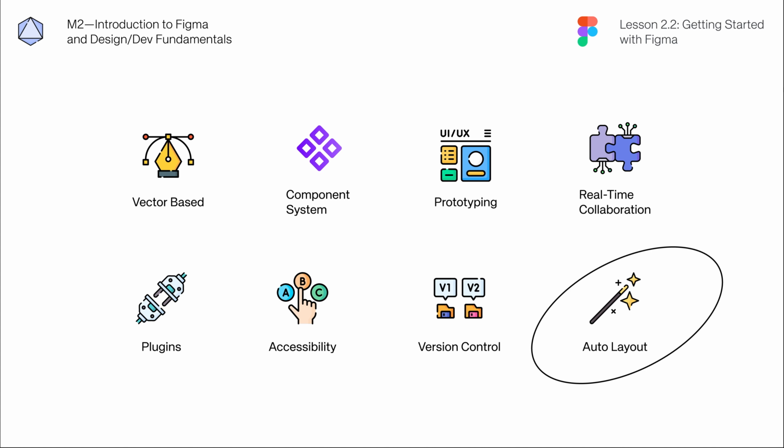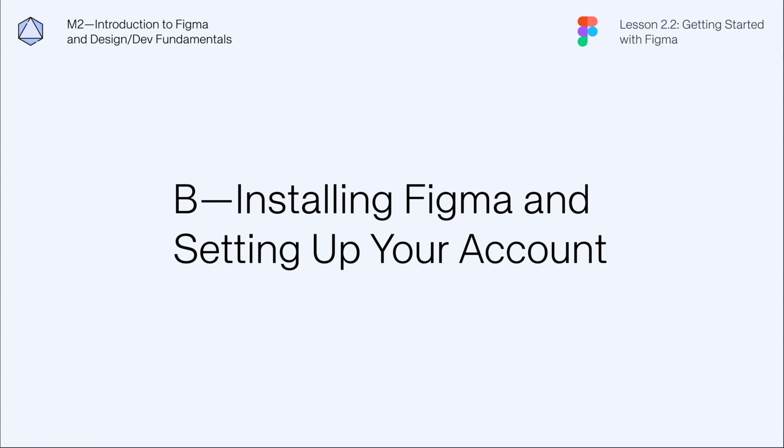Auto layout in Figma helps you create responsive designs that adjust automatically based on the content. This is very useful for designing interfaces that need to adapt to different screen sizes and orientations. Now it's time to install Figma and set up your account.